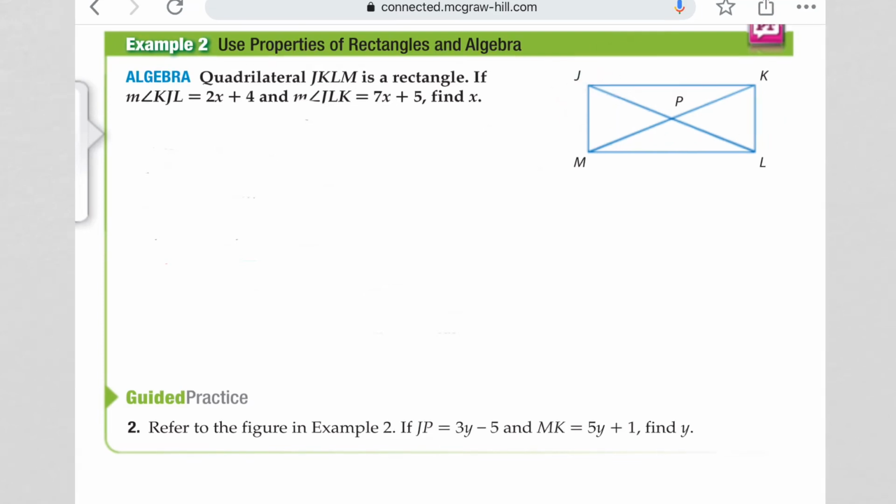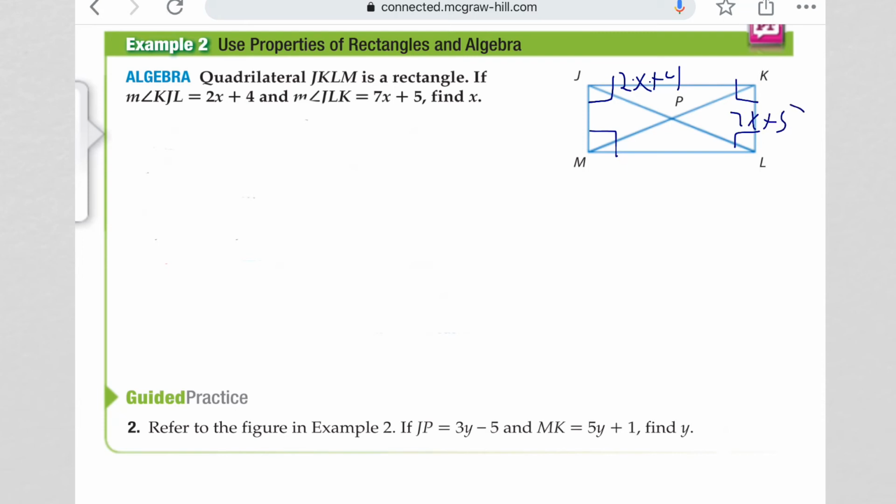So now we're going to be talking about writing equations. So anytime you see a rectangle, you need to know that each of the corners are 90 degrees and the diagonals are congruent. So we're going to start with, it told me that KJL up here is 2x plus 4, and then JLK is 7x plus 5.